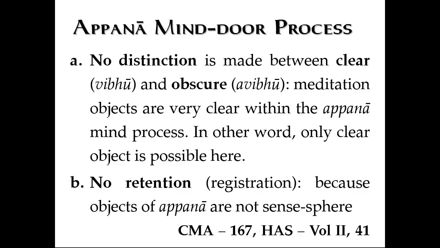I think we have to make clear that when we talk about the normal mental process that is connected with the sense doors, if the object is clear, then after javana, it is followed by two retention chetas. But here, the object is very clear, but even though the object is clear, it is not a sense-sphere object, and also it is not a sense-sphere javana cheta. For that reason, there will be no retention chetas. There will be only jhana.